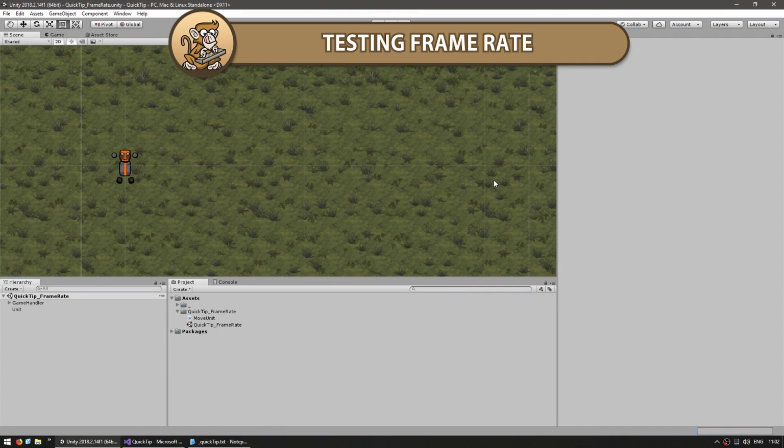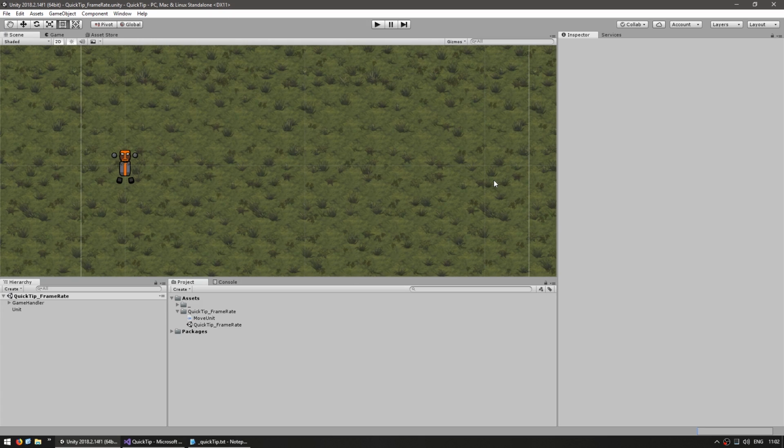Hi there, this is a quick tip for how to limit the frame rate for testing. In making a game, you have to make sure it works on many different types of hardware. One of the things that can cause serious issues is the frame rate.